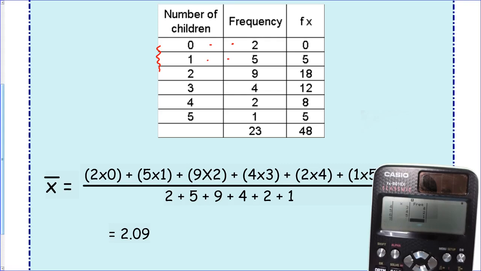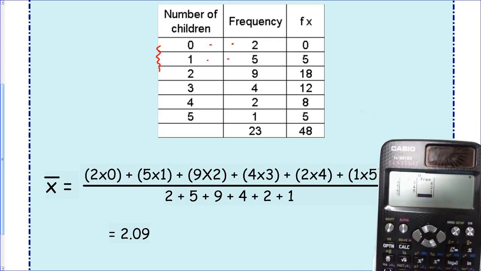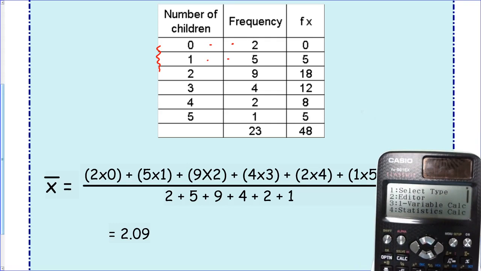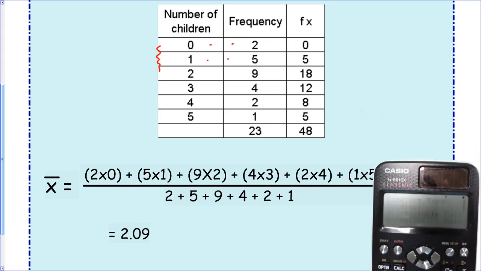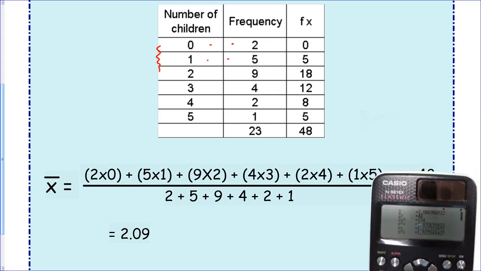When you've keyed this information in, we're going to press Option up here, which is the OPTN button, and then we're going to select one variable calculations, which is option number 3. This gives us some information. The top thing up here is the mean, which is 2.08. It also gives us sigma x, which we could have used for our calculation. So either way, we get our answer straight out of the calculator.